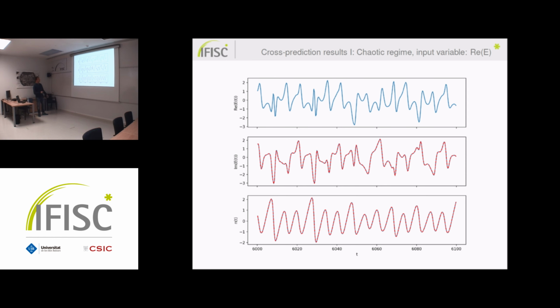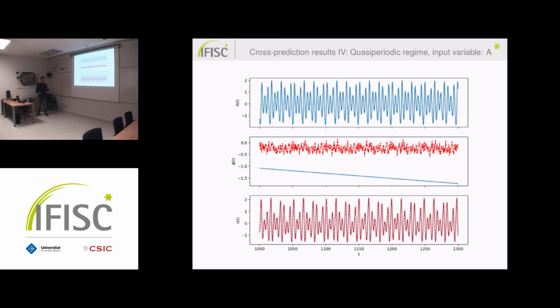I use the real part of the field as the input variable, and then I manage to infer the time series for the imaginary part of the field and the carrier density, as you can see, very accurately. The same can be said when using the imaginary part of the field as the input variable of the reservoir and the carrier density. However, if we use the amplitude and phase description of the field, and we try to infer the phase when using either the amplitude or the carrier density as the reservoir input, we did not manage to infer the dynamics of the phase accurately.